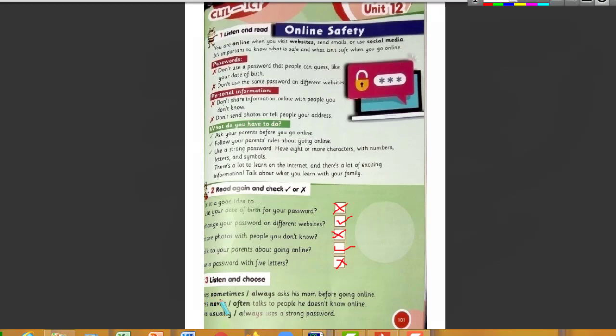Number 1, Faris sometimes or always asks his mom before going online. He should ask his mom before going online. He always asks his mom before going online. Number 2, Faris never or often talks to people he doesn't know online. Yes, never. Number 3, first, usually or always use a strong password. You always use a strong password.